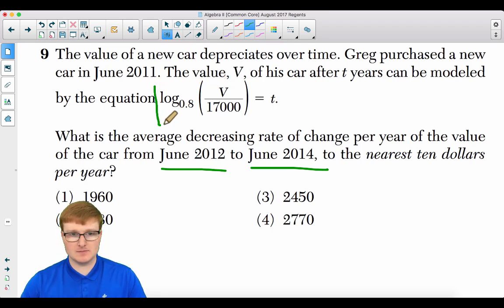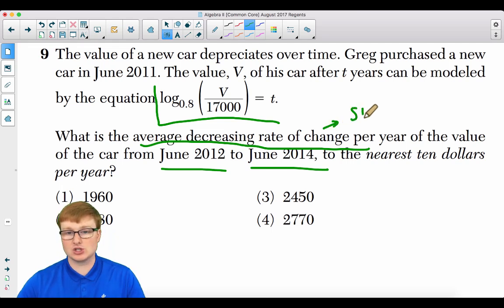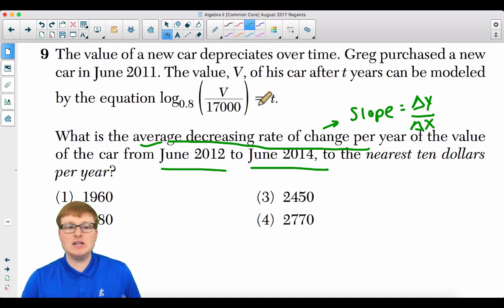This is a log function, all right? And you actually want to solve for the average decreasing rate of change. Well, that is code that you should know. That's another word for slope. So we're actually just doing the change in y over the change in x. But the problem is, folks, we actually need to solve for the value of t. We need to find out how much time goes by, okay?